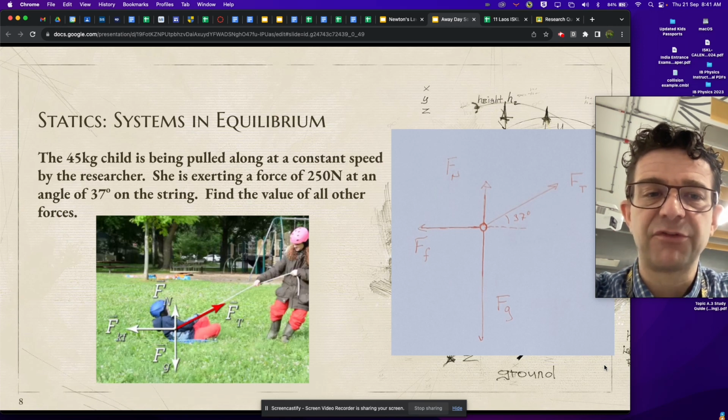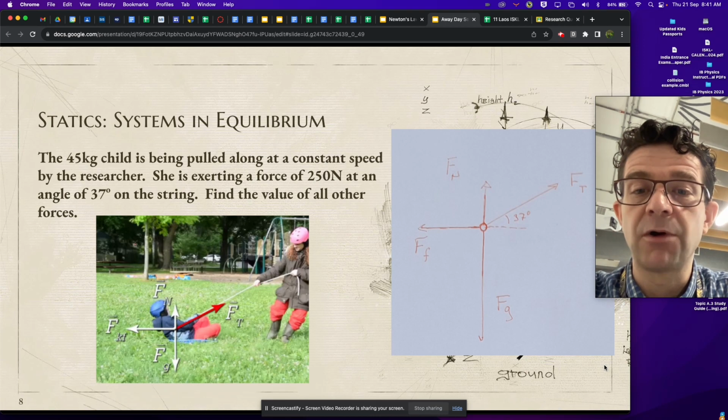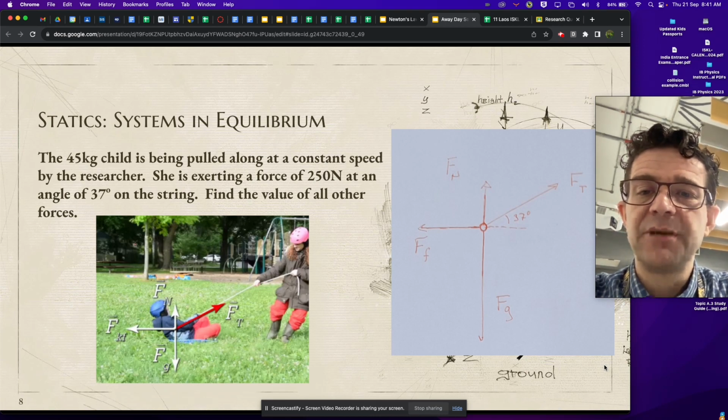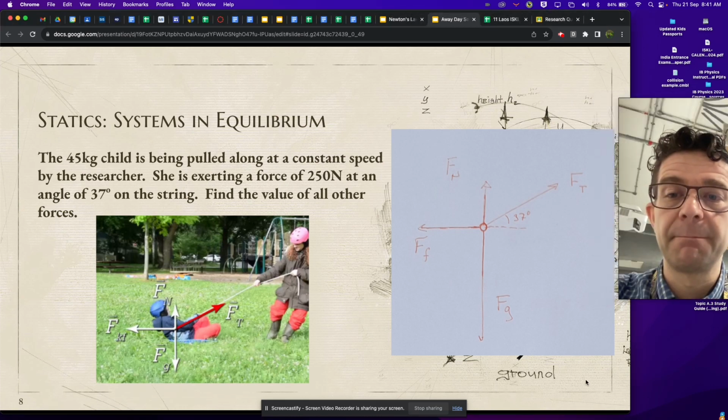I expect the force of gravity is going to be larger because I estimate in my head that that's going to be about 450 newtons. So I draw that downward and longer. And the normal force is going to have to point upward, but it's probably going to be a little smaller than the force of gravity because there's an upward force from the string also. I think I'm going to need to move my face just a little bit.